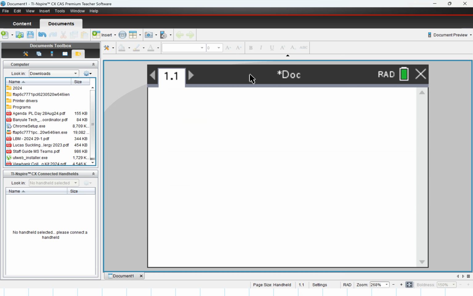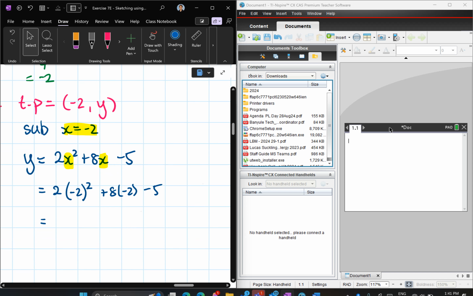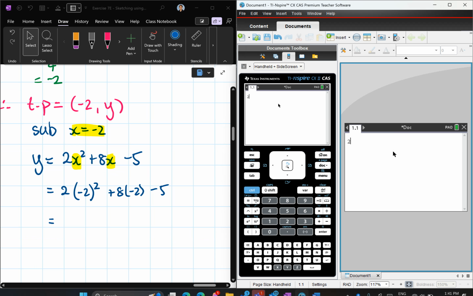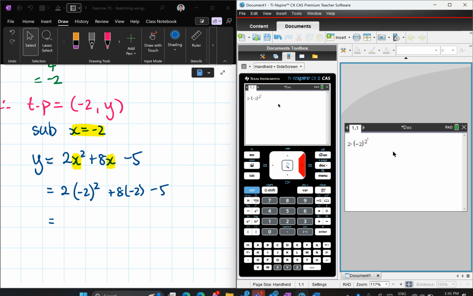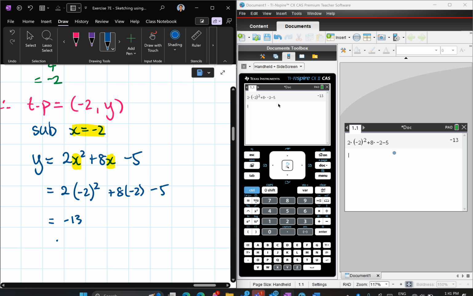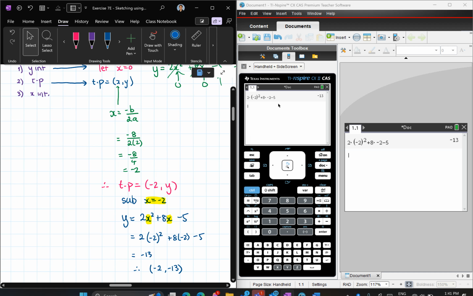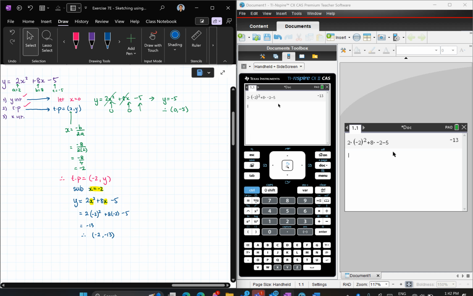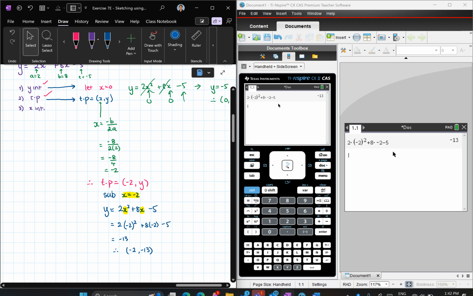And what were we doing again? We were doing 2 times negative 2 squared plus 8 times negative 2 minus 5, and that gives you negative 13. So using a calculator, that gives you negative 13. Therefore, you've got the answer as turning point is at negative 2, negative 13. There you go. Now you've got your turning point done as well. So you got y-intercept, turning point done, and the last one to do, which is arguably the hardest one, the longest one to do, is your x-intercept.